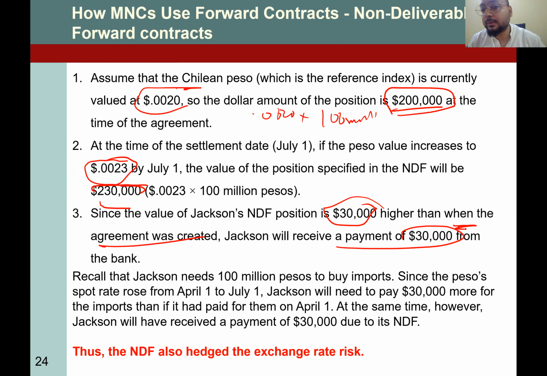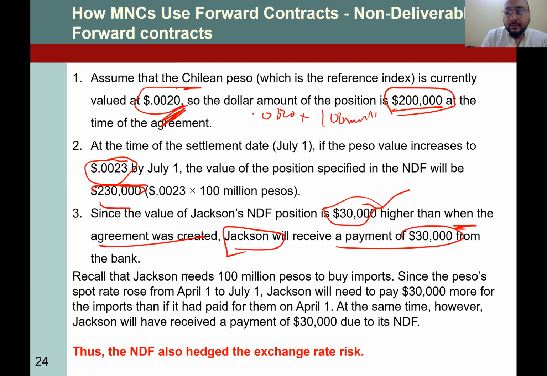Net increase or decrease, that's it. So the net increase is 30,000. 0.0003 is the increase in value. You need to buy. So what is your position? Buy low, sell high, right? So your position to buy NDF value is 0.0020, this forward rate. The market rate is 0.0023. So your profit would be 0.0003 per Chilean peso on 100 million, 30,000. So Jackson will receive the payment of 30,000 from the bank.